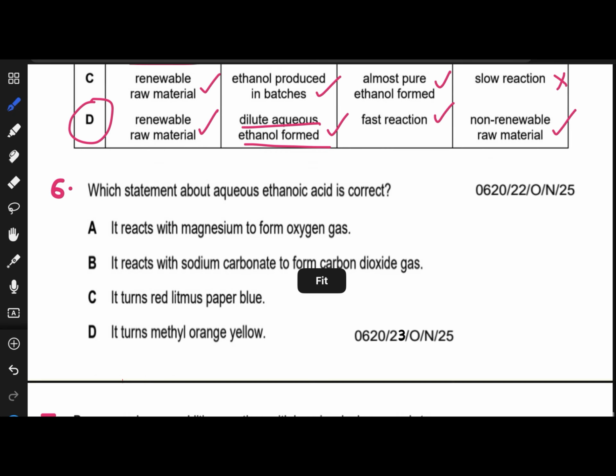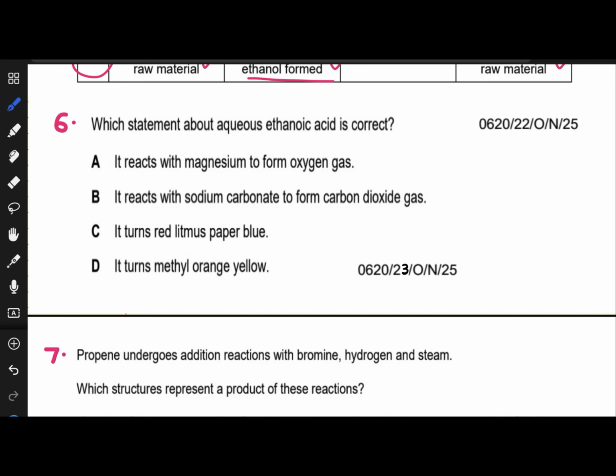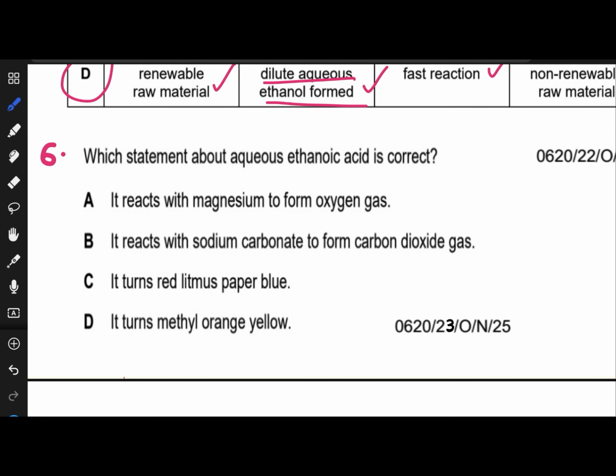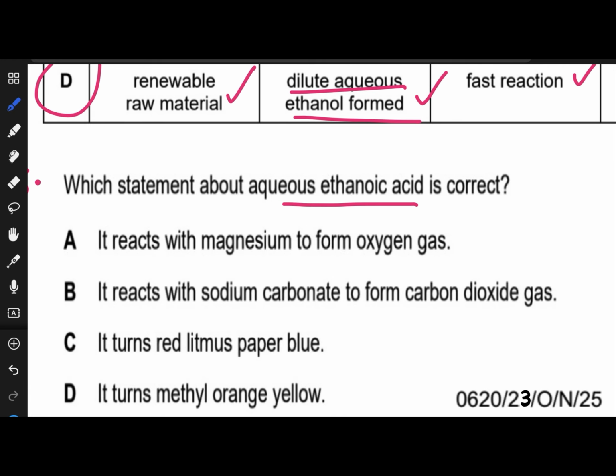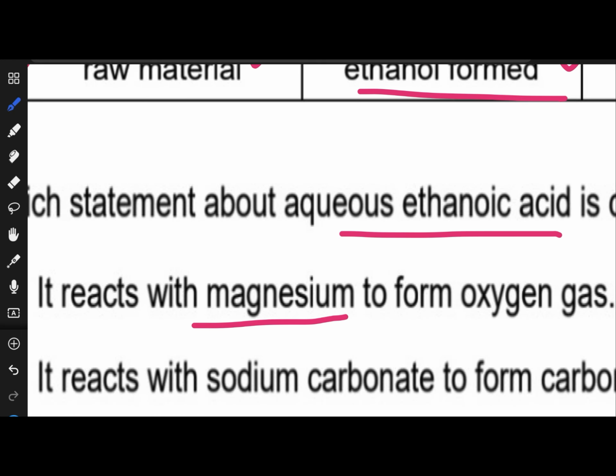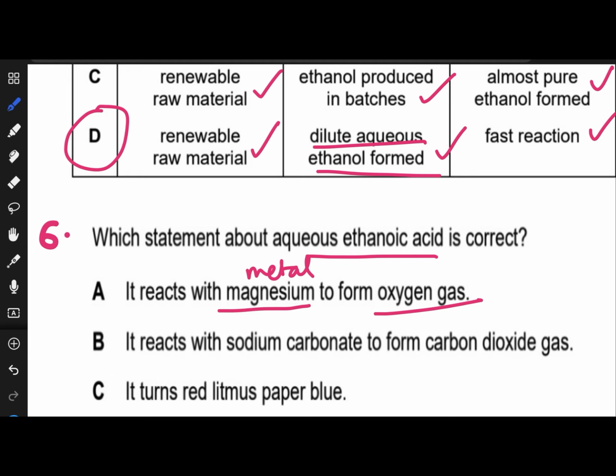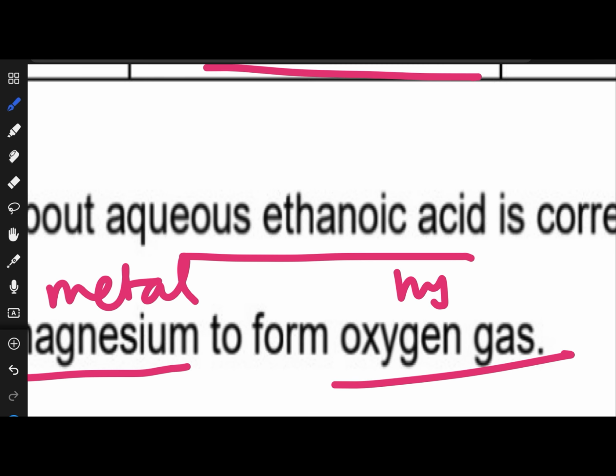Now let's move on to question number 6. Question number 6 says, which statement about aqueous ethanoic acid is correct? Option A says that it reacts with magnesium, which is a metal, to form oxygen gas. Now, whenever there's a reaction between an acid and a metal, the gas formed is always hydrogen. So this is wrong.